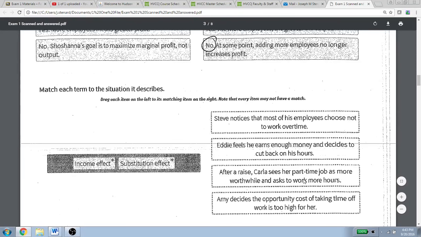After a raise, Carla sees her part-time job as more worthwhile and asks to work more hours. That's the substitution effect. Amy decides the opportunity cost of taking time off work is too high for her. That's the substitution effect as well.